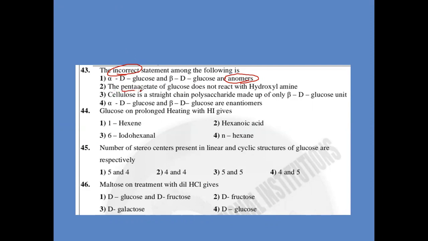Next one. The penta-acetate of glucose does not react with hydroxylamine. Hydroxylamine formula is NH2-OH. Here, penta-acetate means what? In place of CHOH, generally CHOH will be there in glucose. In place of OH, CH3COO minus will be there. CH3COO minus is called acetate. How many OH groups are in a glucose molecule? 5 OH groups will be there.